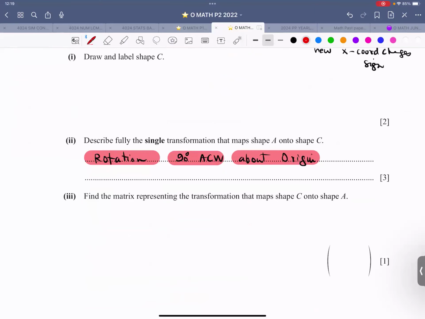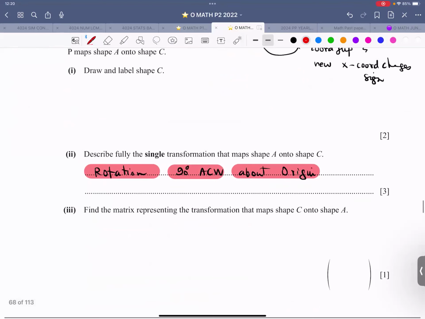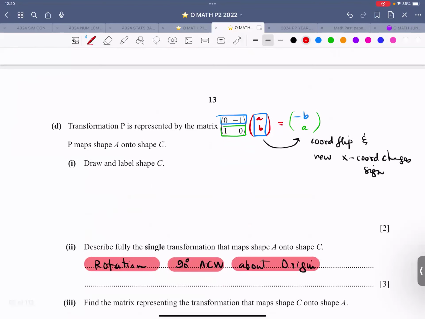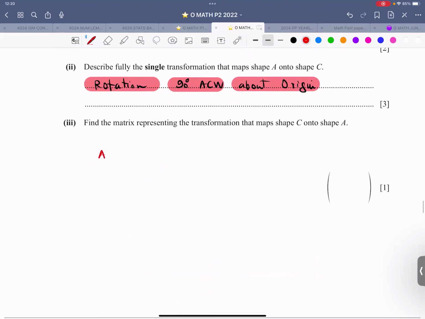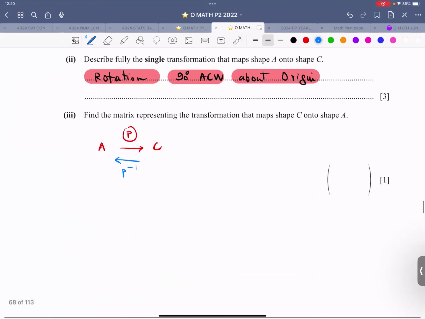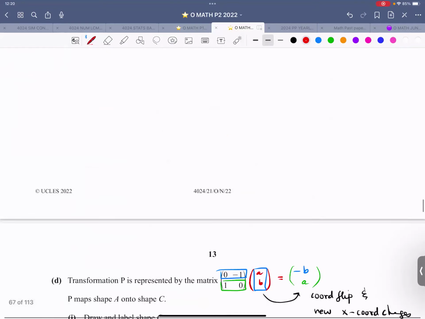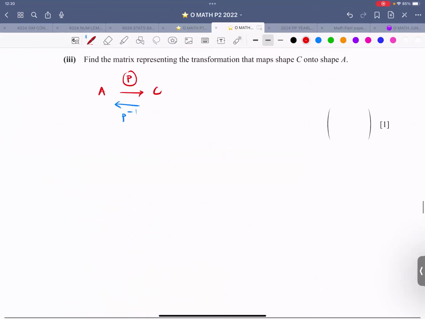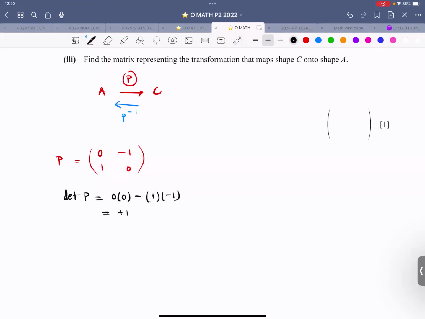Find the matrix representing the transformation that maps shape C onto A. So now A into C is the transformation P. So C onto A should be the inverse, P inverse. So first of all, let me write P, which is 0, minus 1, 1, 0. And this is P. Determinant of P is 0 into 0 minus 1 into negative 1, which is positive 1.